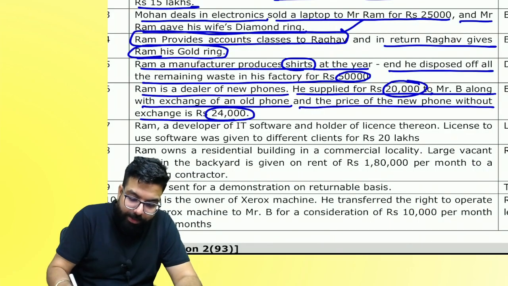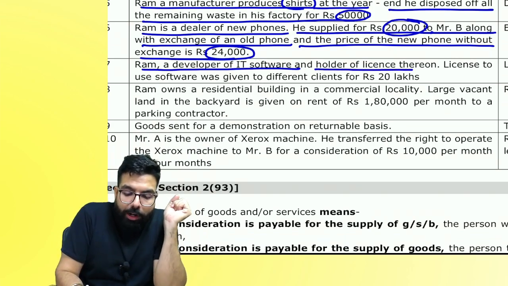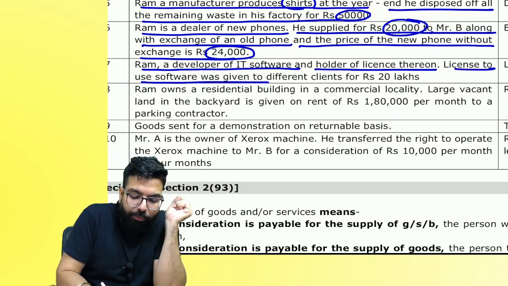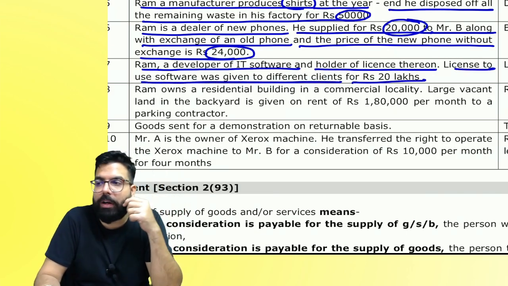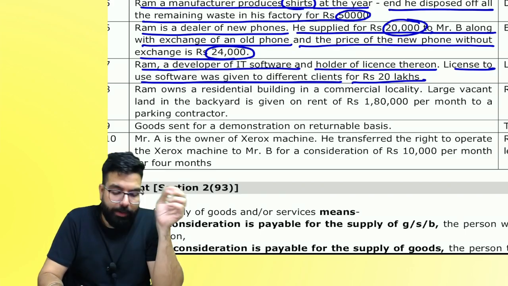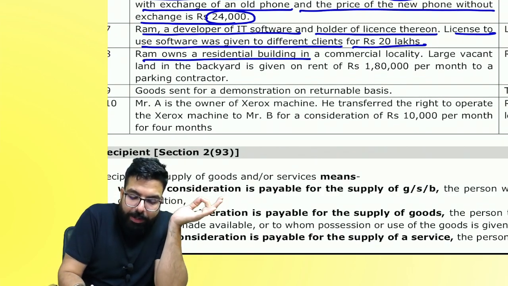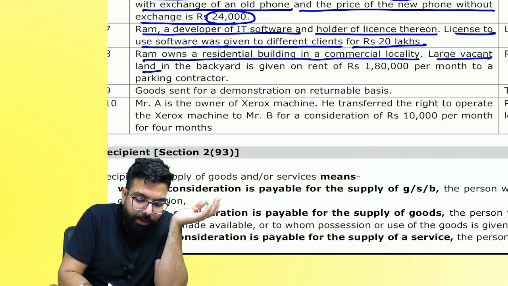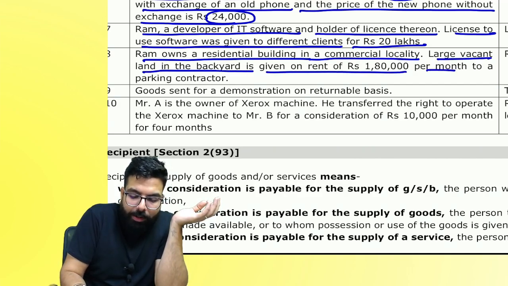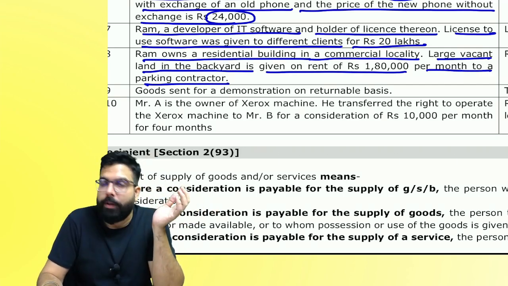The next example. Ram, a developer, is the holder of licenses to use software, given to different clients for 20 lakh. What kind of a license? Is it supply, everyone? Next. Ram owns a residential building in a commercial locality. Large vacant land in the backyard is given on rent per month to a parking contractor. It's a supply, everyone. Why?